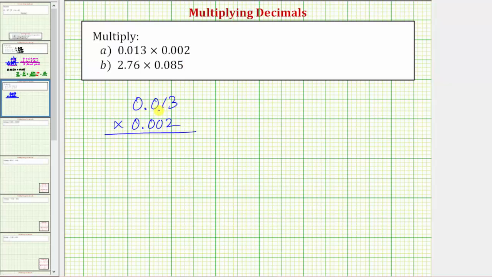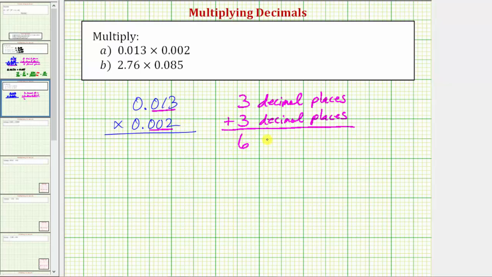Well, 0.013 has 3 decimal places, and so does 0.002. Let's go ahead and record this. Again, the first decimal has 3 decimal places. The second decimal also has 3 decimal places. To determine the number of decimal places in the product, we sum or add these decimal places. Well, 3 plus 3 is equal to 6, and therefore the product must contain 6 decimal places.